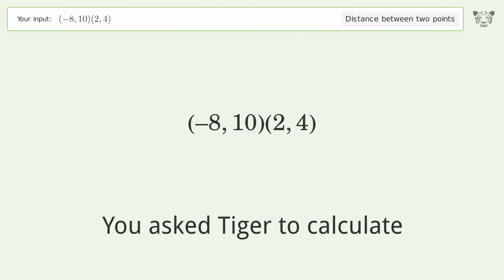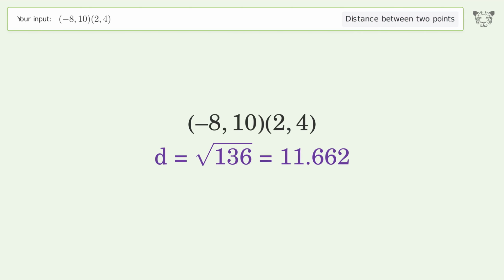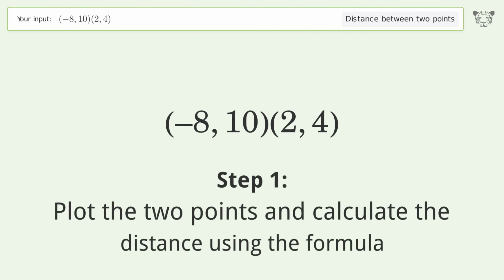You ask to calculate the distance between 2 points. The distance between the 2 points is the square root of 136, or 11.662. Let's solve it step by step. Plot the 2 points and calculate the distance using the formula.